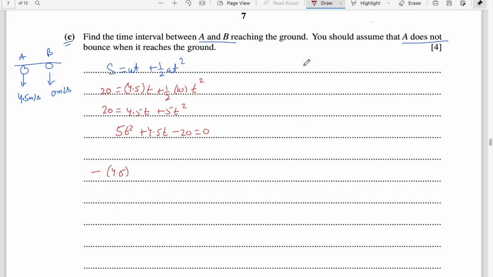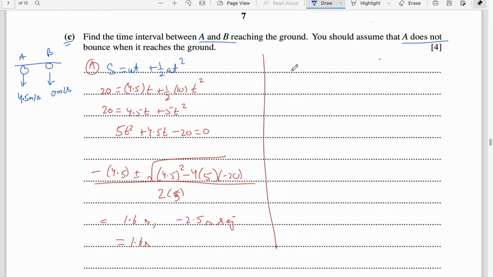Using quadratic formula, minus b, this is minus 4.5 plus minus square root b square minus 4 into a into c. Be careful with these signs. Over 2a, and we get 1.6 seconds and negative 2.5 seconds, which is obviously rejected. So final answer is 1.6 seconds for particle A.